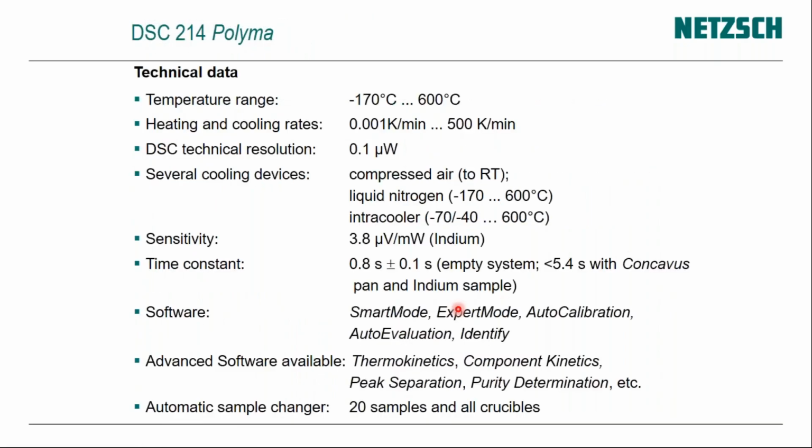Coming to the specifications of our DSC, the temperature range, as you can see here, is from -170 to 600 degrees. The heating and cooling rate is variable. As I told, it's controlled heating and controlled cooling from 0.001 K per minute to 500 K per minute. And the DSC resolution, which is a very critical parameter for differential scanning calorimetry, for our polymer is 0.1 microwatts.